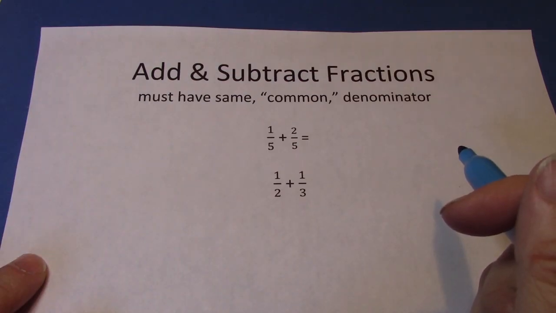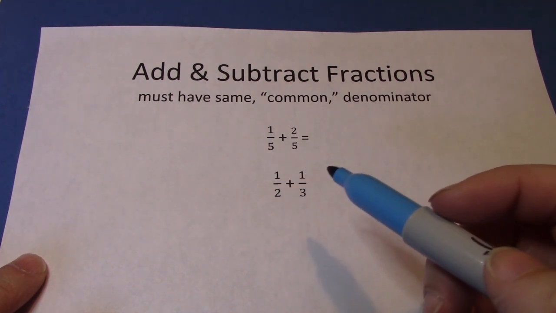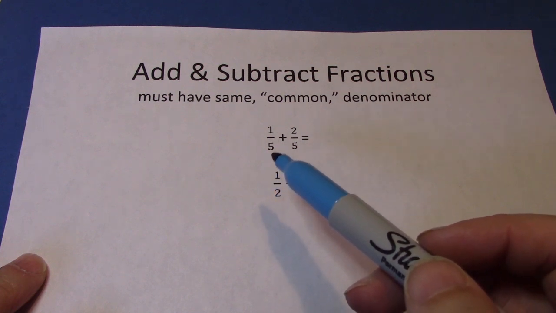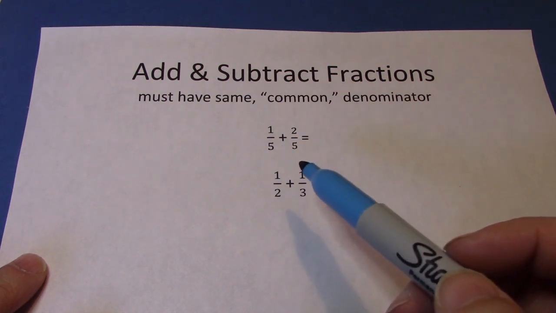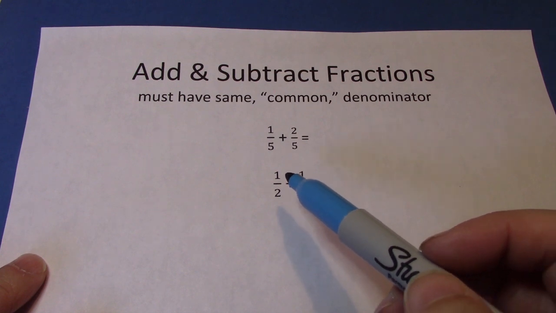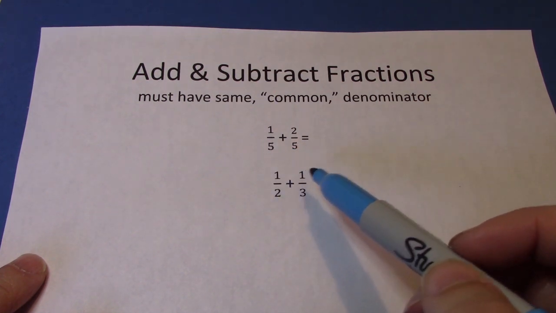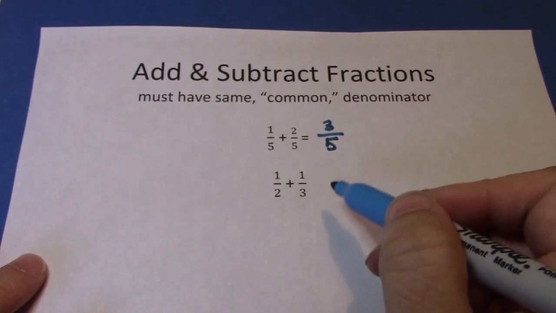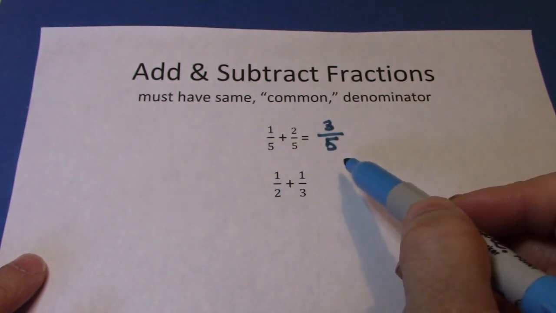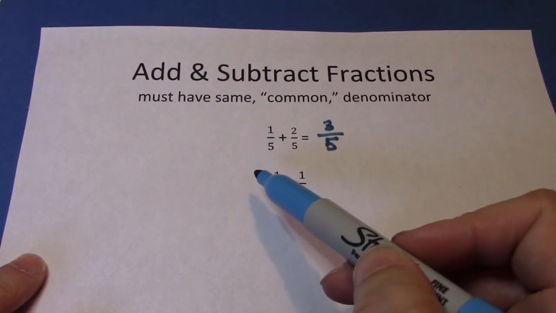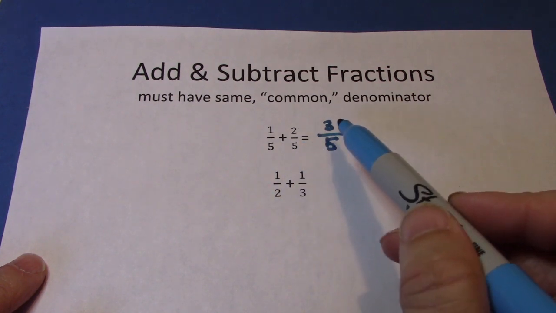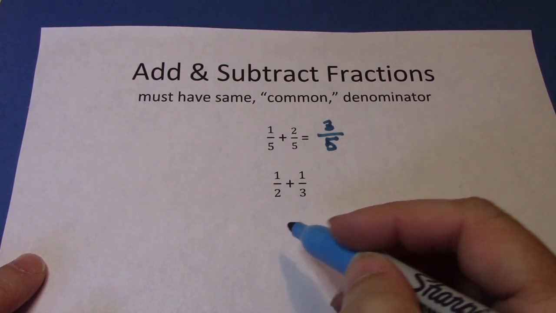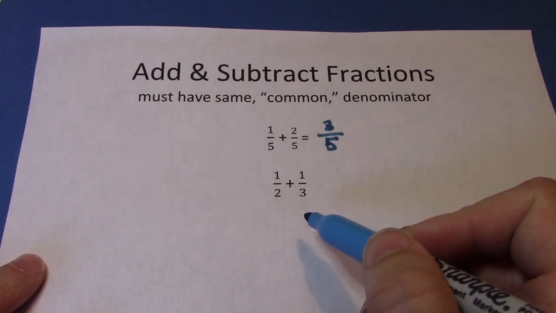To add and subtract fractions, though, we have to have the same or a common denominator. Here's the first example that already has the same common denominator. This is 1/5 plus 2/5. The denominator is the same. So we have one thing plus 2 things. 1 plus 2 is 3. We keep the denominator the same. We add the numerators, keep the denominators the same. And it makes sense. 1 thing plus 2 things is 3 things, and in this case, the things that we have are fifths.